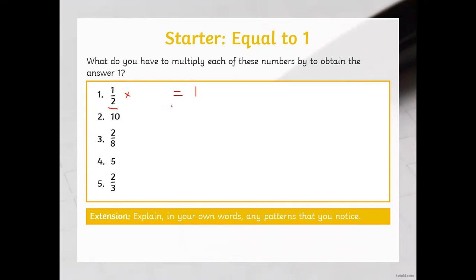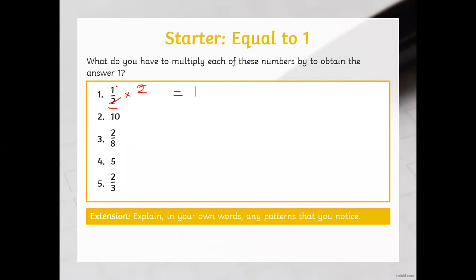Okay, Marcus said that it is 2. All right, others, is that 2? If you multiply it by 2, will the product be 1? Look here. Let's multiply it by 2. If you multiply it by 2, what will it be? 2 and 2 will cancel, isn't it? Then what is left here? 2 and 2 cancel means 1 is left.